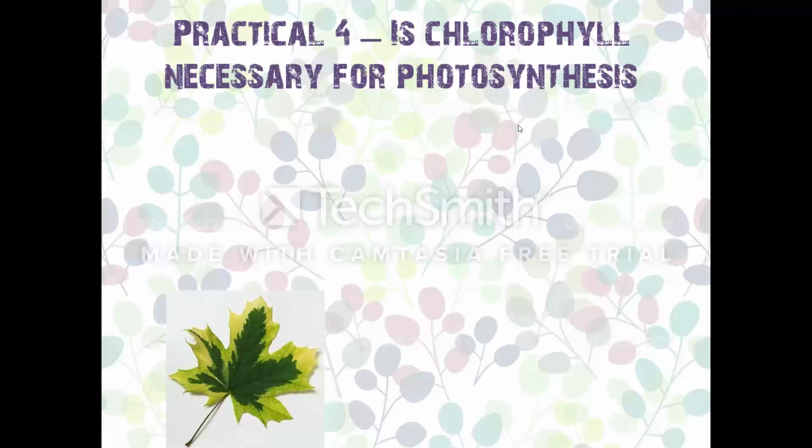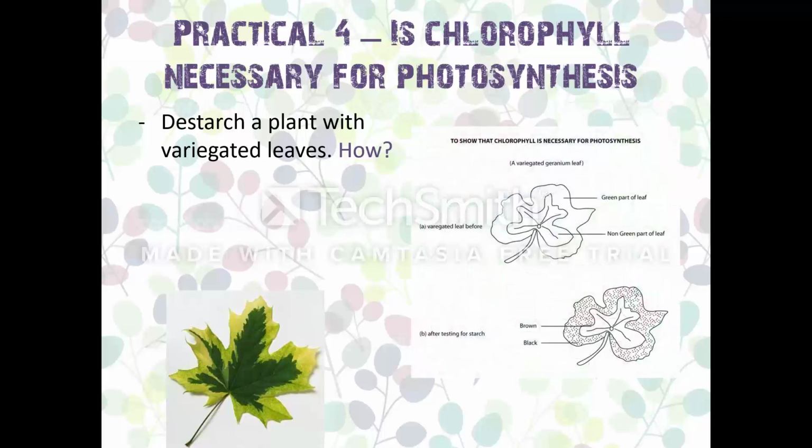Okay, next one. Is chlorophyll necessary for photosynthesis? So again, I'm going to destarch a plant. The important part here is that it says a plant with variegated leaves. What does variegated leaves mean? This is a variegated leaf. You see that the outside of the leaf is yellow while the inside is green. Where there is no green, there is no chlorophyll. So this yellow part of the leaf actually doesn't contain chlorophyll.